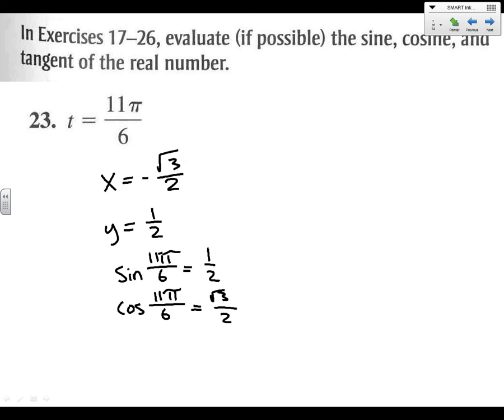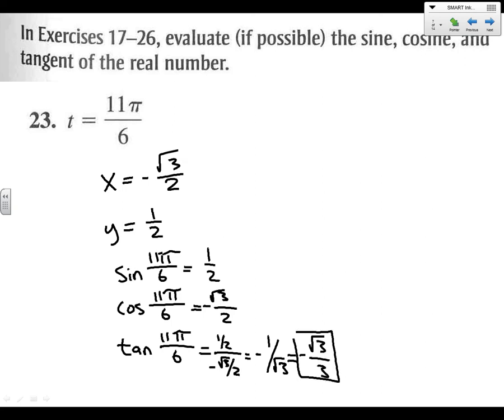And then my tangent is going to be y over x. So my tangent is going to be 1/2 over √3/2. And so I'd multiply by the reciprocal. I'd get -1 over √3. The 2's would cancel out. Can't have a radical in the denominator, so we're going to have -√3/3 as our final answer.